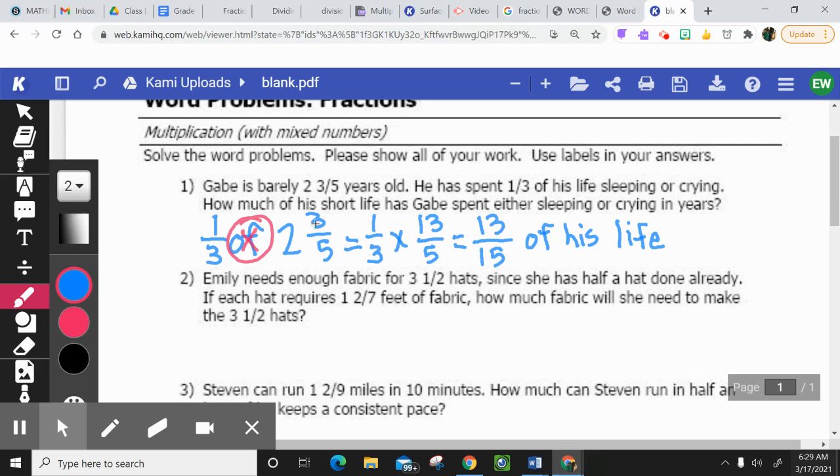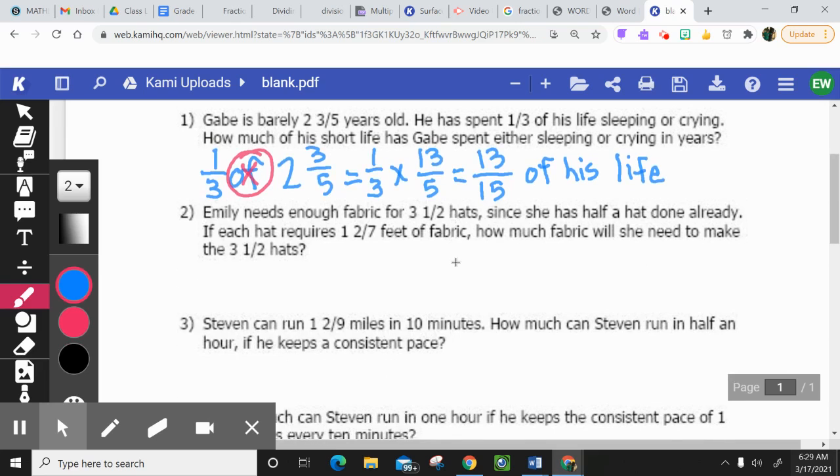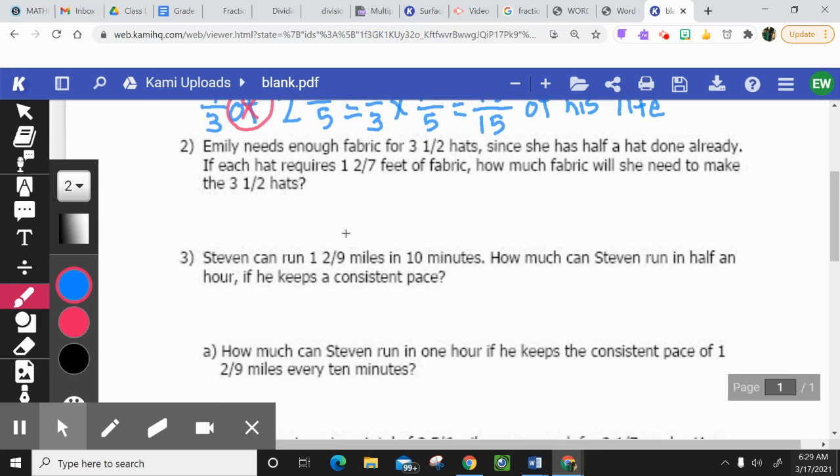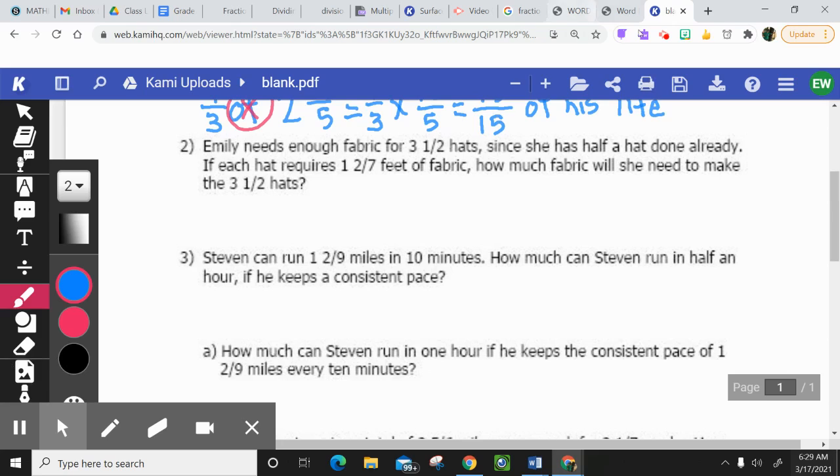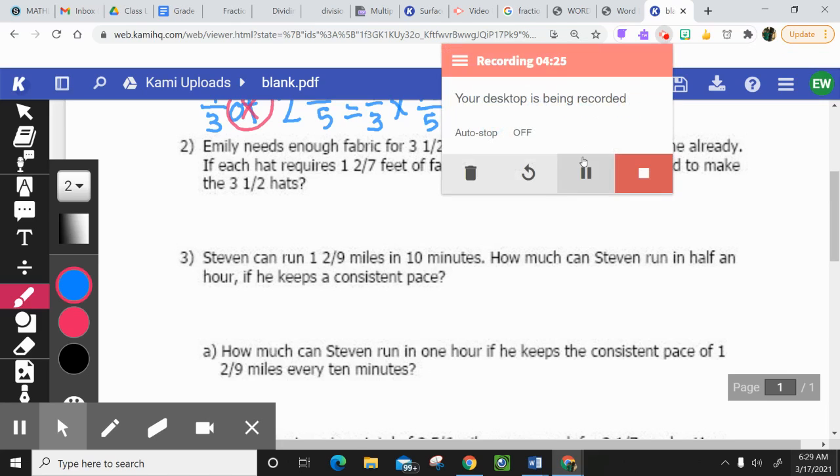All right. So what I am going to do is I'm going to scroll down a little bit. You have a question about fabric. This is a multi-step question, so be very careful. Read it carefully. And then a question about Stephen. And we are going to do 3 and part A for this. So the video will pause. You're going to answer the questions, and then I will do explanations.